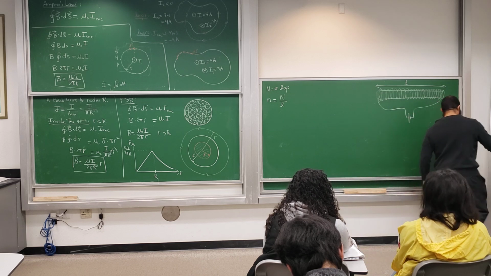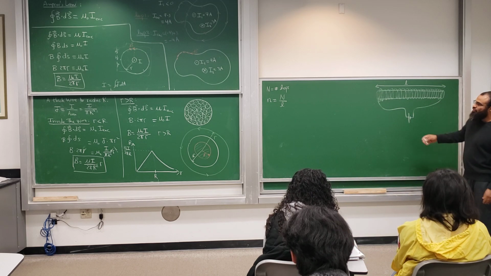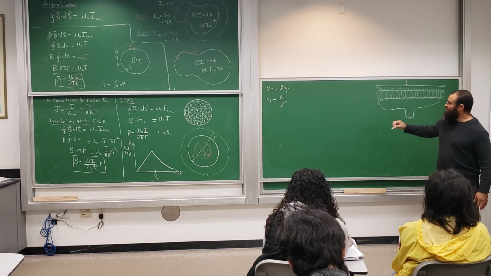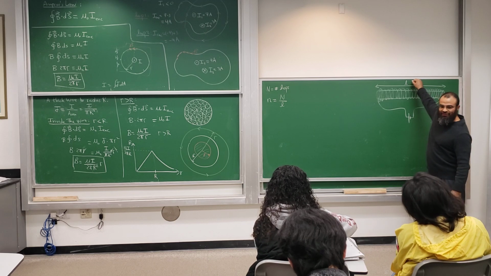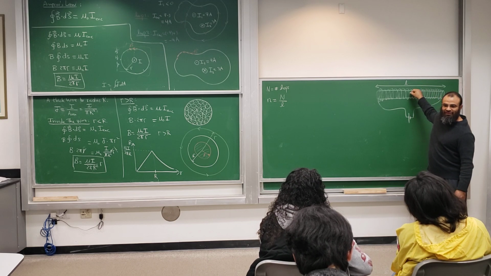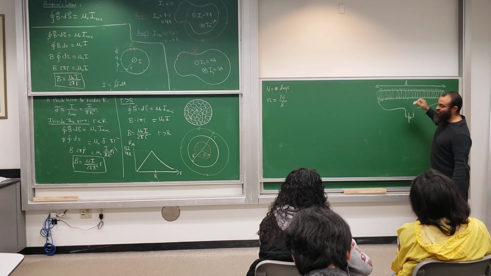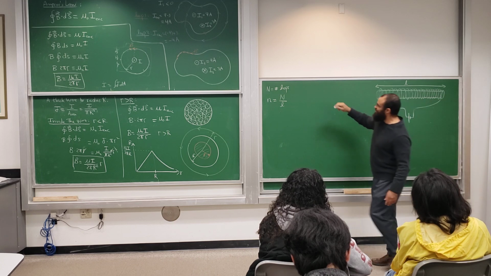Okay. So the goal is to find the magnetic field outside the solenoid and inside the solenoid. This shape is called the solenoid, by the way. How do you spell it?